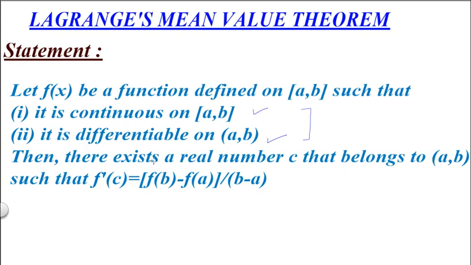Here only two conditions are to be checked for continuity and differentiability. If they both are satisfied, then there will exist a number c such that f dash c is equal to f of b minus f of a divided by b minus a. Let us go through the geometrical interpretation and see the diagram to understand the statement more clearly.